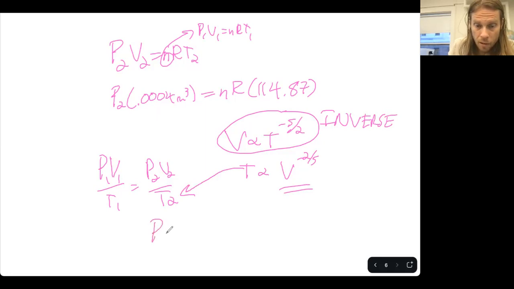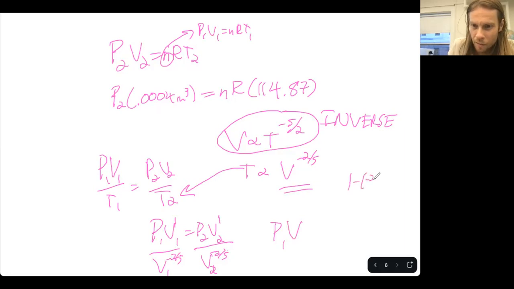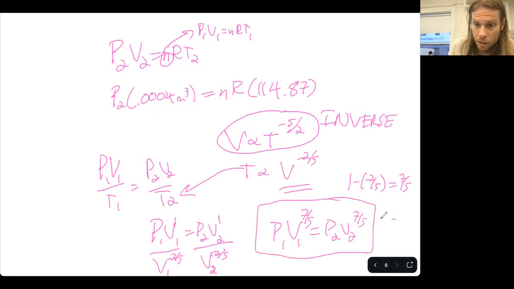So I get P1V1 equals P2V2 over V to the negative 2/5. So what is 1 minus negative 2/5? Well, that means P1 times V to the, what is it? 1 minus negative 2/5, we're just doing exponent rules now, equals 7/5. So P1V1 to the 7/5 equals P2V2 to the 7/5, and this is called the adiabatic constant. This is our mu, or was it gamma? This is the adiabatic constant.